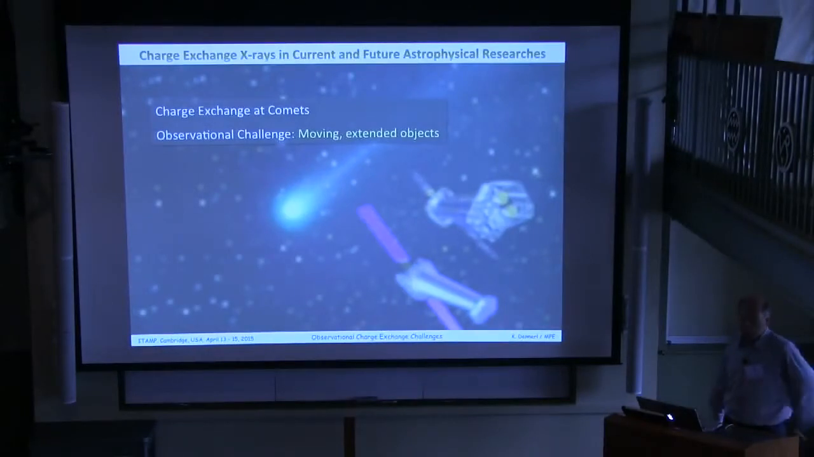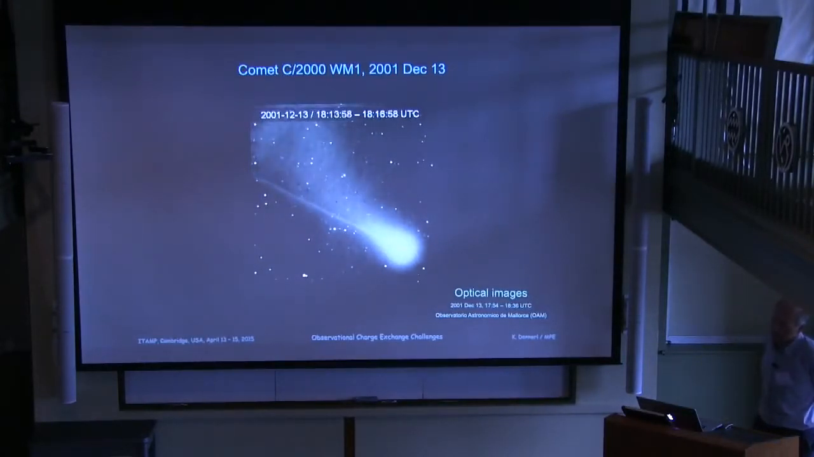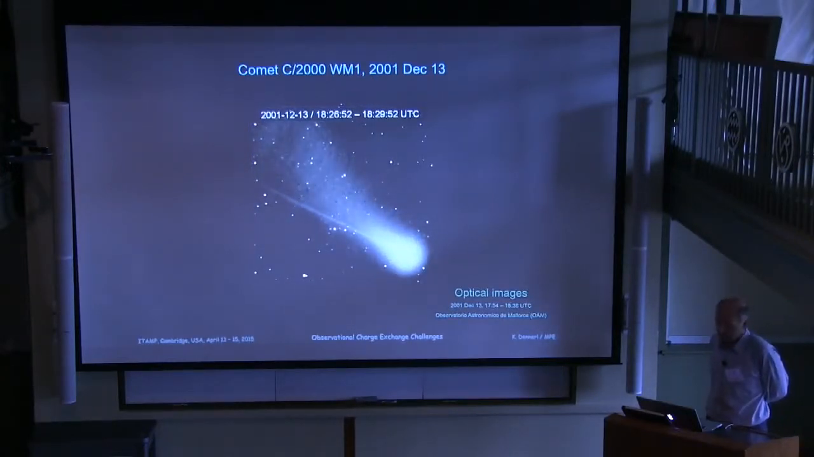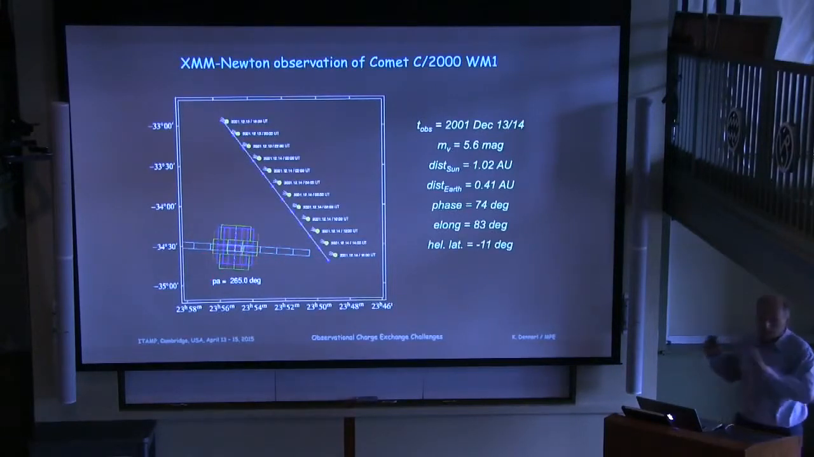The first one is quite obvious. Comets are moving and extended objects. And this already creates some deviations from the standard analysis techniques which are applied for analyzing typical X-ray sources. This is shown here. This is the field of view of XMM Newton. As I said, you have many instruments superimposed on each other. Here are all the instruments projected onto the sky. This is celestial coordinates, right ascension, declination. And this is a typical length of motion of a comet during such an observation.